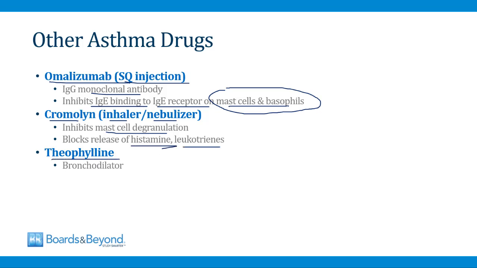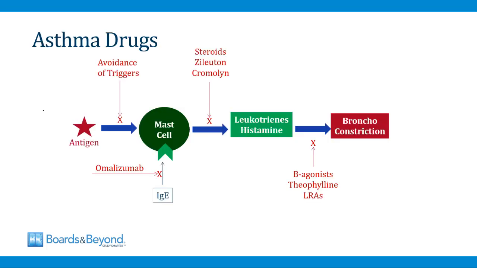And then finally, theophylline is a bronchodilator. It's very rarely used in asthma. It is sometimes used in COPD, and I talk about this in more detail in the video on COPD. So here's a slide showing how I think about asthma and asthma drugs. The process of developing an asthma exacerbation begins with exposure to an antigen, and it ends with bronchoconstriction. So the first thing you can do to treat asthma is educate patients to avoid exposure to triggers.